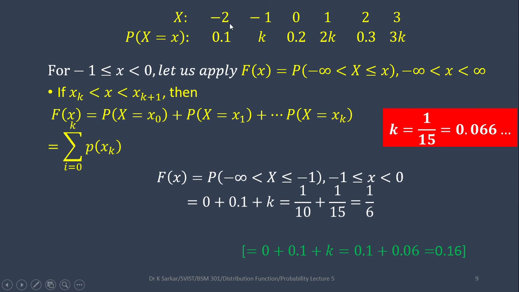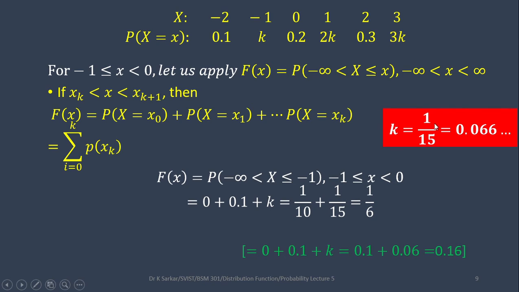Next interval is from minus 1 to 0. So x is greater than or equal to minus 1 and less than 0. Look here, the left side is closed and the right side is open. So at minus 1, up to k. The previous one is 0, then the next one is 0.1, then at x equals minus 1 is k. So the previous one is 1 by 10 plus k, and the k value we already found in lecture 4, that was 1 by 15. So 1 by 10 plus 1 by 15 is 1 by 6.